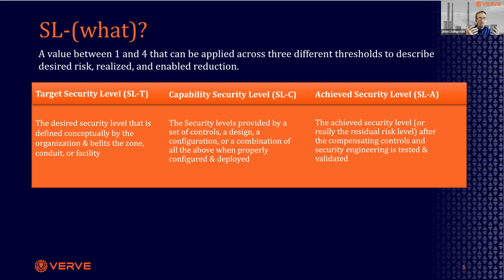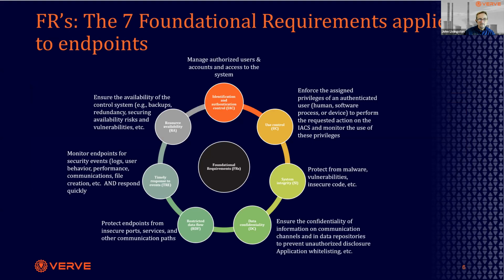So what is a security level? Well, we've got target security levels. Those are our objective, that's what we're trying to achieve on any one of the individual controls. We've got a capability security level, meaning what is the set of controls that, if I implemented them, I could achieve. And then finally, we have the actual achieved security level. So where am I against my target? And these are a value between 1 and 4 that are laid out in the guidelines.